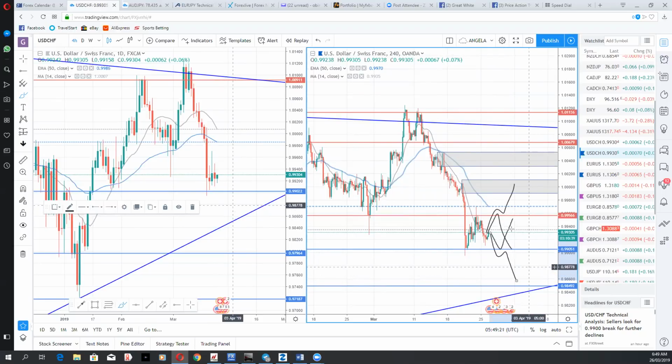So for now, price is in no man's land. It's basically in no man's land. Your point of interest will be at this support or at this resistance. The next pair I'll be looking at is the EURUSD.